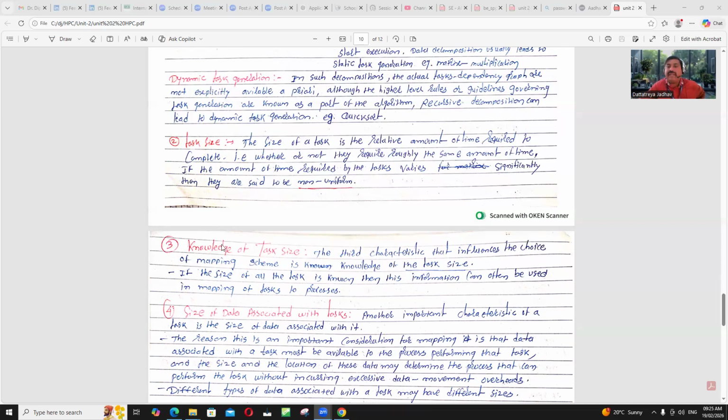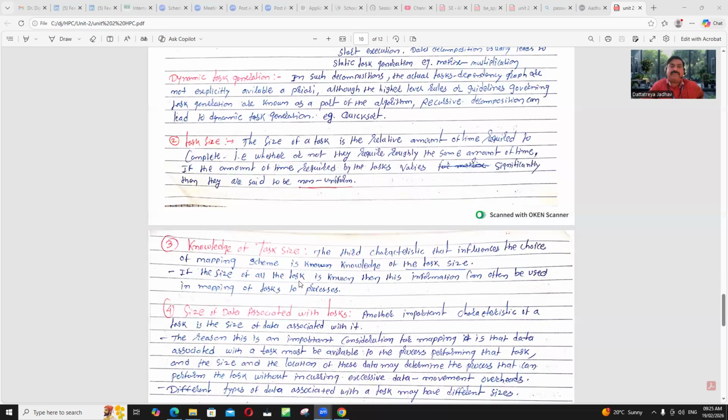The third characteristic that influences the choice of mapping scheme is the knowledge of the task size. If the size of all the tasks is known, then this information can often be used in mapping tasks to processes. Indirectly, if you know the time period required for each task, we can easily find out the size of that task or its execution time. So if we know the exact processing time, we say that it is knowledge of the task.